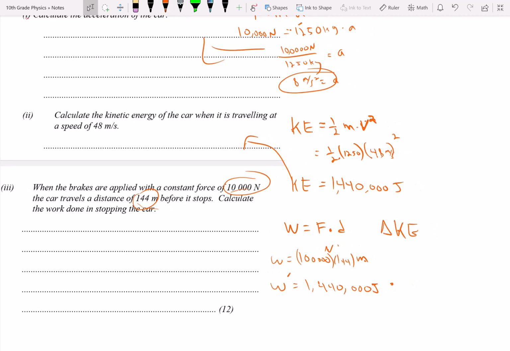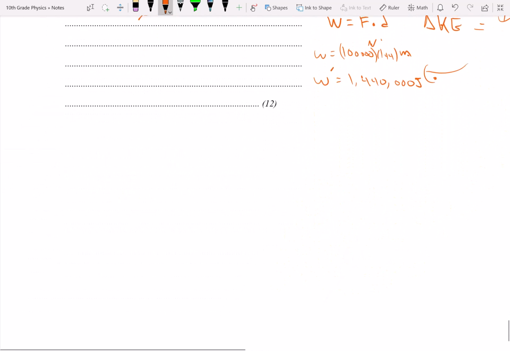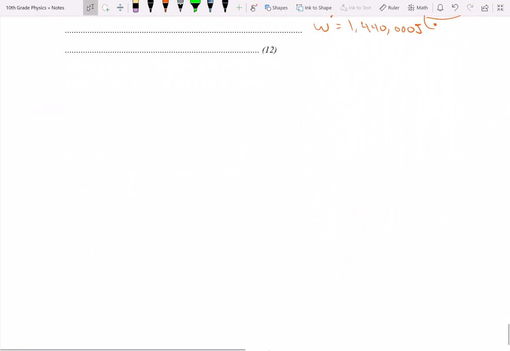Another way to do it is the change in kinetic energy. This thing had this much kinetic energy, and then we changed the kinetic energy down to 0, right? Because it's stopping. Stopped things have 0 kinetic energy. And so the change in kinetic energy is the same as this one, which is the same as that one. So that's another way to think about that. All right, so let me pause and get the rest of these problems up.